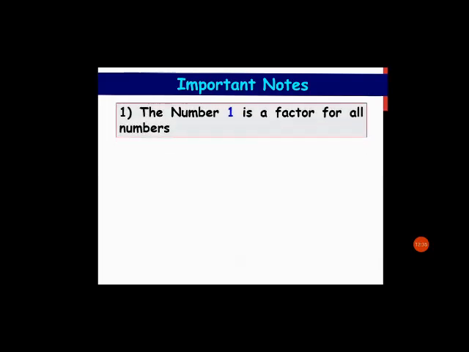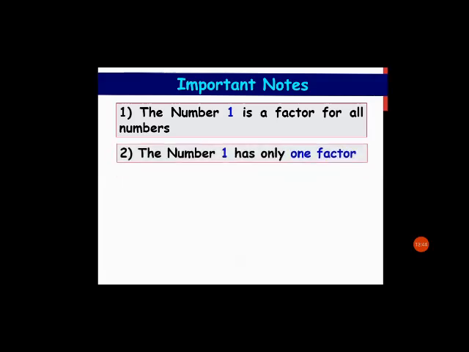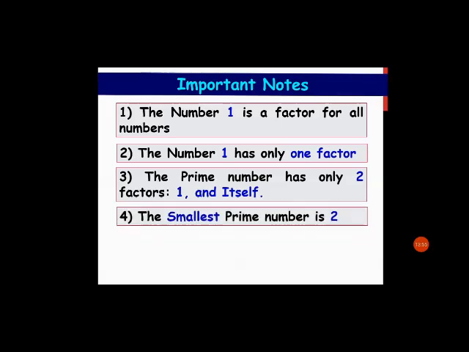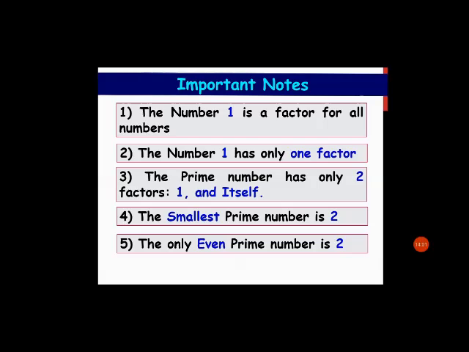Some important notes. The first is that the number 1 is a factor for all numbers, because if you multiply the number 1 by any number, it gives you the same number. So it's a factor for all numbers. The number 1 has only one factor, and that's why it's not considered to be prime. A prime number has only two factors, 1 and itself. The smallest prime number is 2, and the only even prime number is 2. The smallest odd prime number is 3.